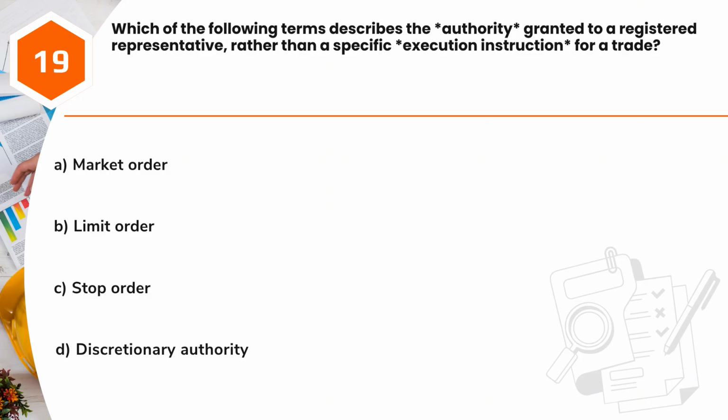Question 19. Which of the following terms describes the authority granted to a registered representative, rather than a specific execution instruction for a trade? A. Market order. B. Limit order. C. Stop order. D. Discretionary authority.